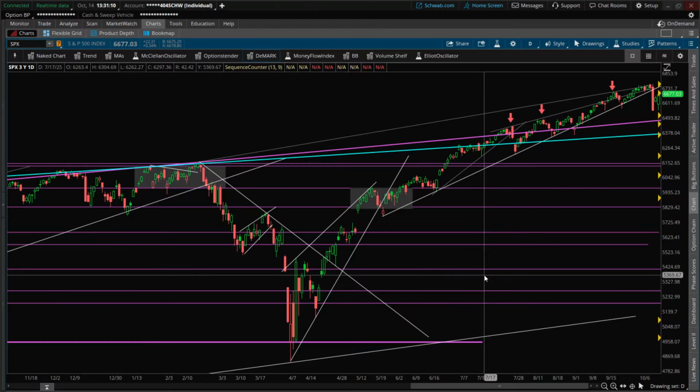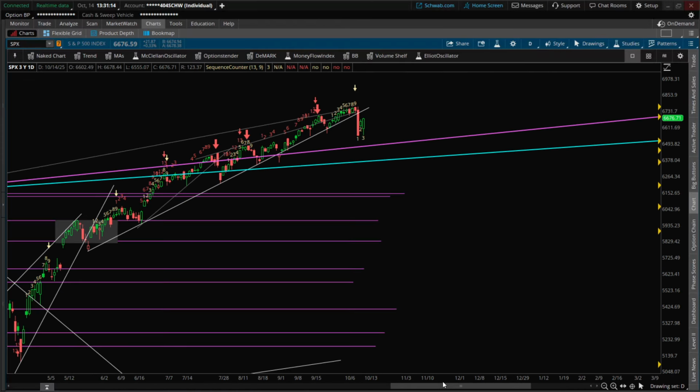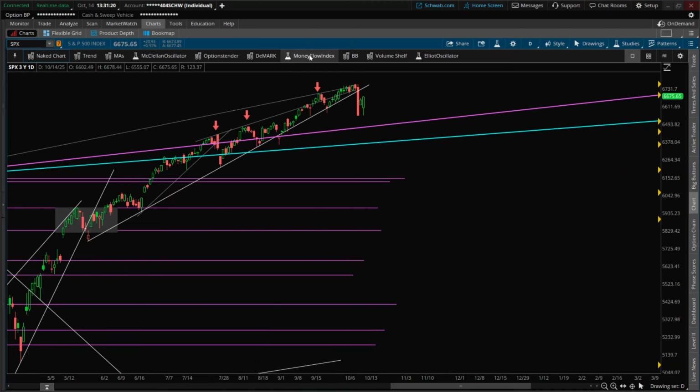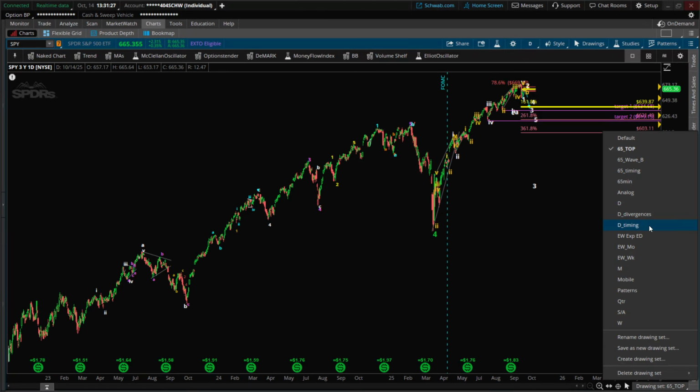D-Mark. All right, we're continuing our count. We have a 1, 2, 3 so far. I want to see a 9 count to the downside, see if that possibly comes into play. No setup yet. Let's go to SPY. Let's go to the divergences first.